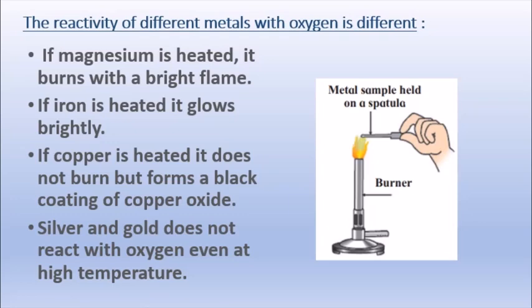But there are two metals, silver and gold, which do not react with oxygen, and you cannot find oxides formed in silver and gold. Even when you burn them at high temperature, no oxides are formed in these two metals, that is silver and gold.